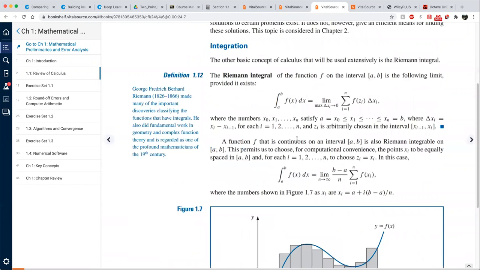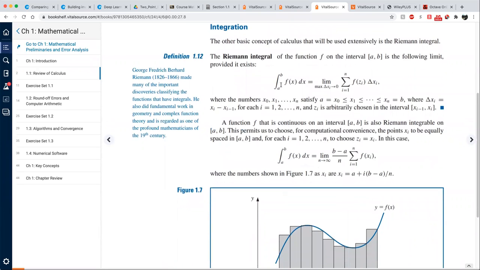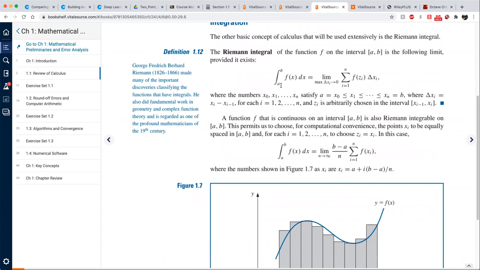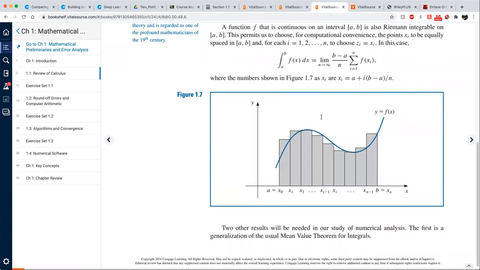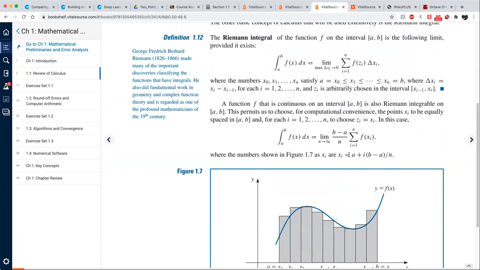Now, next one, definition of the Riemann integral. Remember the Riemann integral? When you define the integral, for a given function f, we want to figure out the area under the curve from a to b. We chop the interval into n subintervals, and then we build strip rectangles like this, find the area of each rectangle, and add them up. That's the Riemann integral, right?